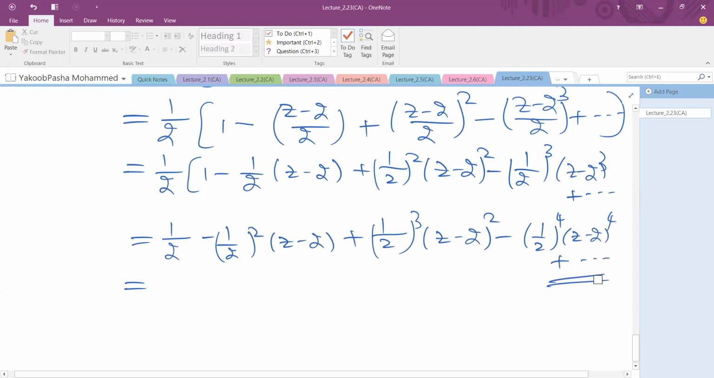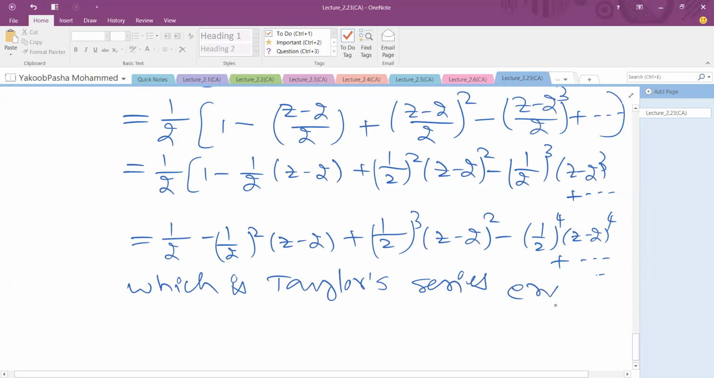This is the Taylor series expansion about z equal to 2.